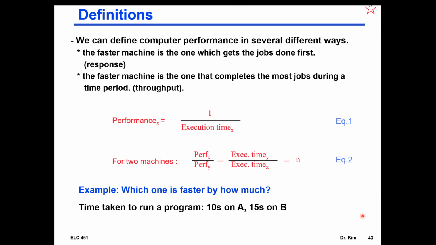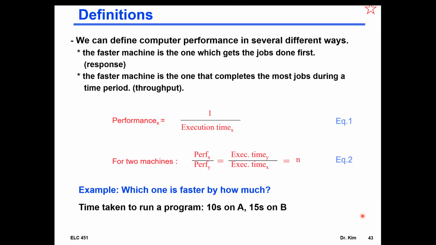Okay? So if I have two machines, I can set up a ratio of performance. The performance of machine X divided by the performance of machine Y would be the execution time of my program, as measured by the time that the CPU spent on it, on machine Y divided by the execution time on machine X. And let's say that I come up with some number n that is greater than 1. Okay?